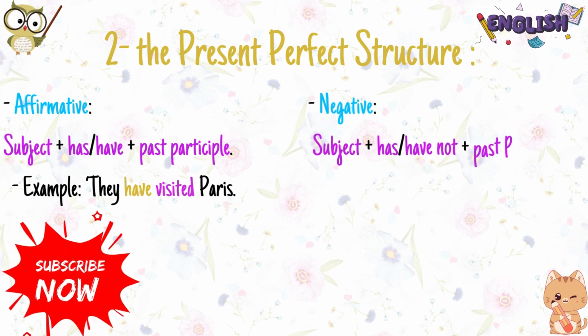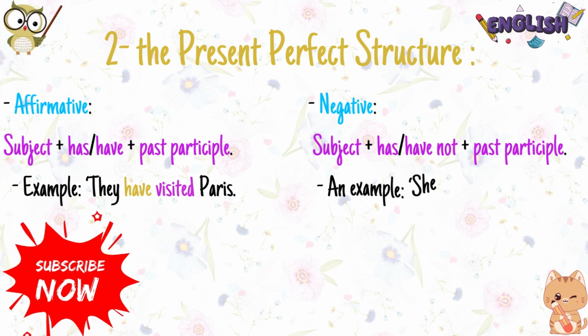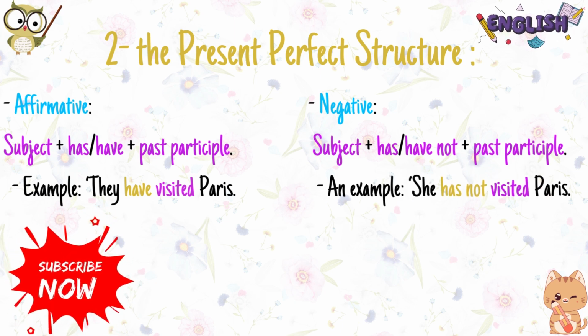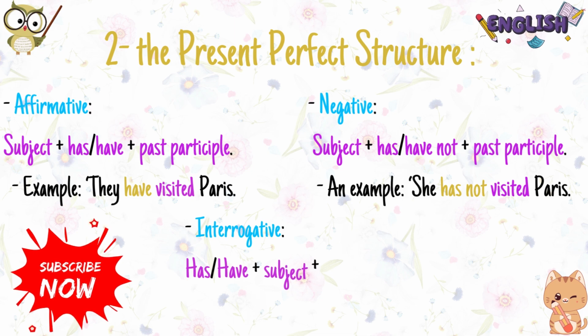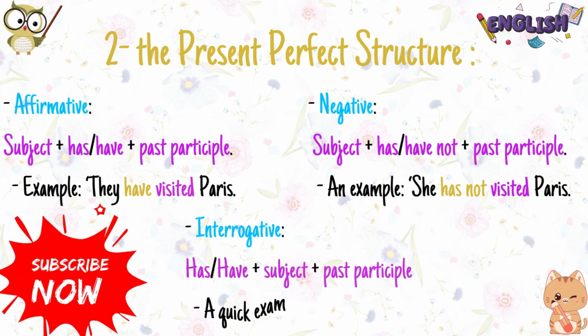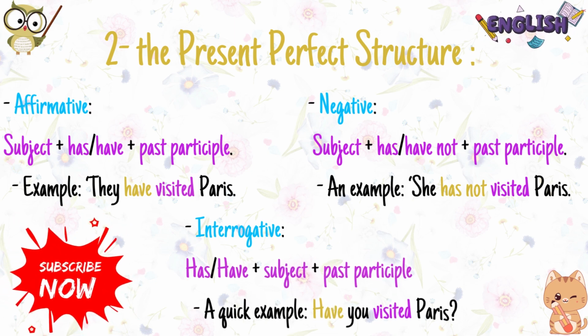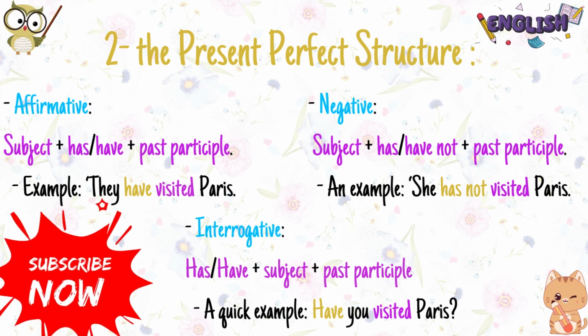Negative. Subject plus has or have not plus past participle. An example, she has not visited Paris. Interrogative. Has or have plus subject plus past participle. A quick example, have you visited Paris?